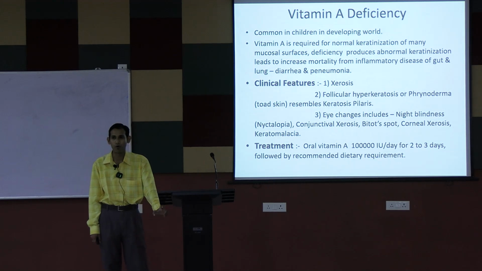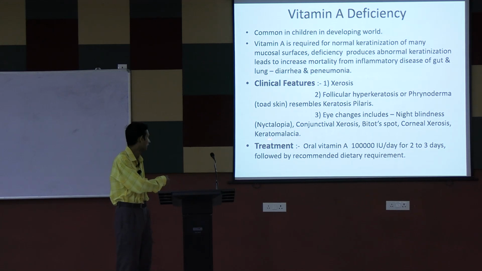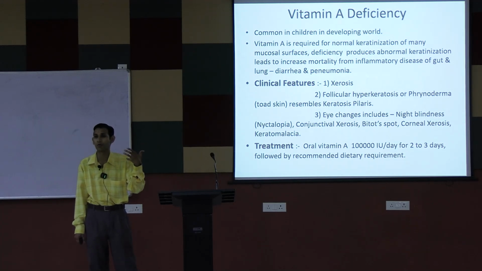Number 4 is corneal xerosis, that means the dryness of the cornea. Keratomalacia. What is keratomalacia? Keratomalacia means corneal ulceration, that means the ulceration of the cornea. And finally, if no intervention is taken, it leads to scar formation of the cornea and complete blindness. So, vitamin A deficiency is a very important cause of blindness in developing countries where children are not given any vitamin A immunization.